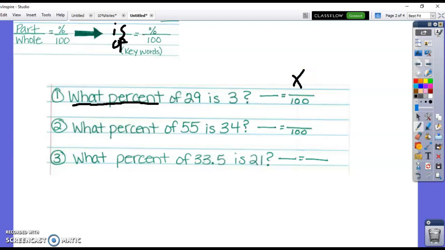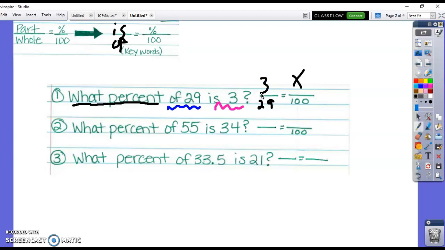So now let's look at the rest of the question. Of 29. Remember, our keyword of is on the bottom left. Of is our keyword for the whole. So the whole in this problem is 29. So I'm going to put 29 down here. And then is 3. Remember, is my keyword for the part. So the part that I'm looking for is 3. So I want to know what percent is equal to 3 over 29, or 3 out of 29.